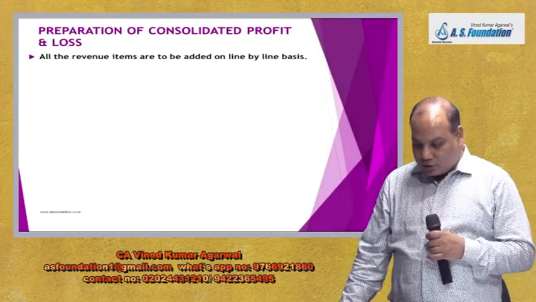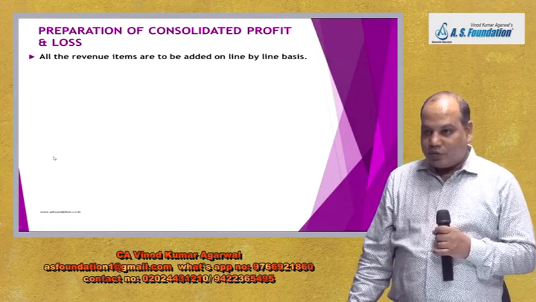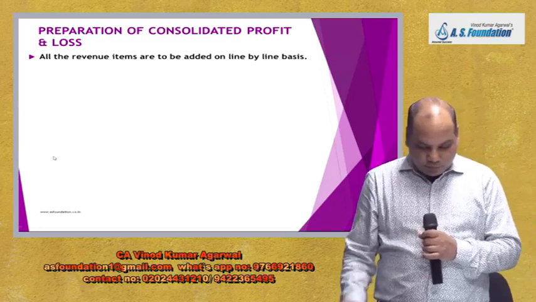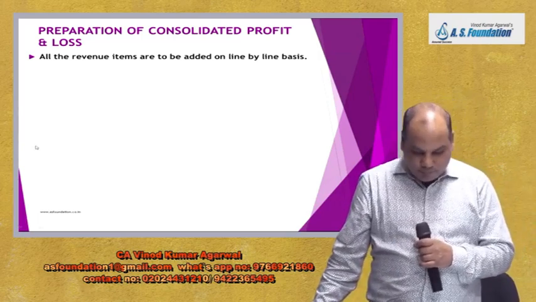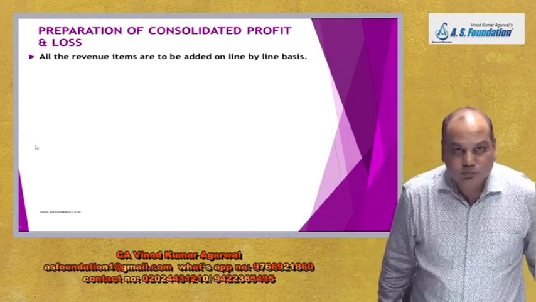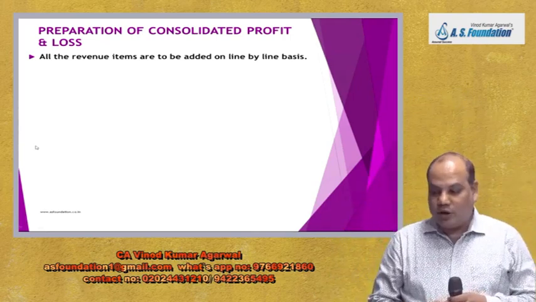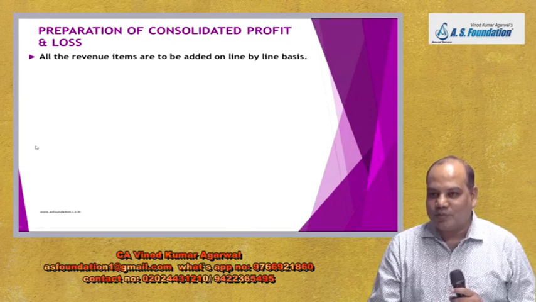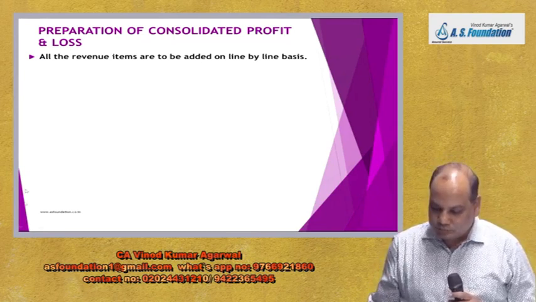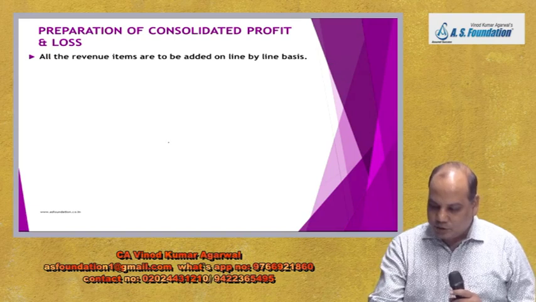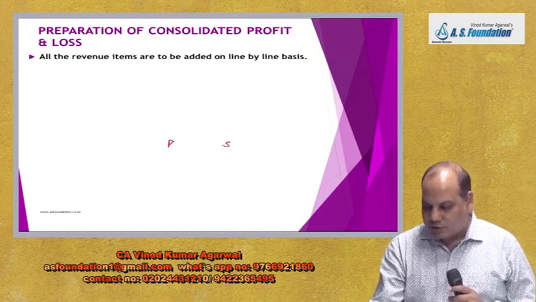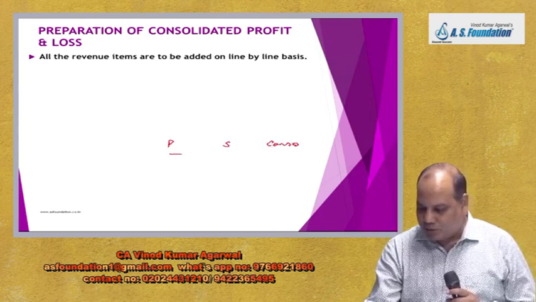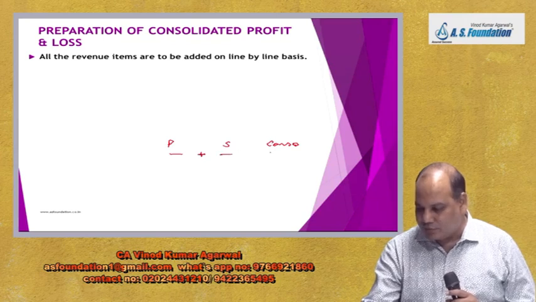So this standard will test your intelligence, okay? Because so many things we have to consider at a time. Now we will discuss in brief how to prepare consolidated profit and loss. This is much simpler than SOFP, okay? What you will do, you will be given profit and loss account of P Limited, S Limited. So the consolidated will be P plus S.